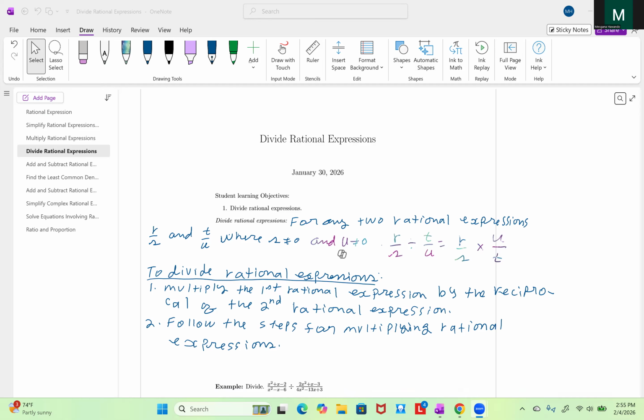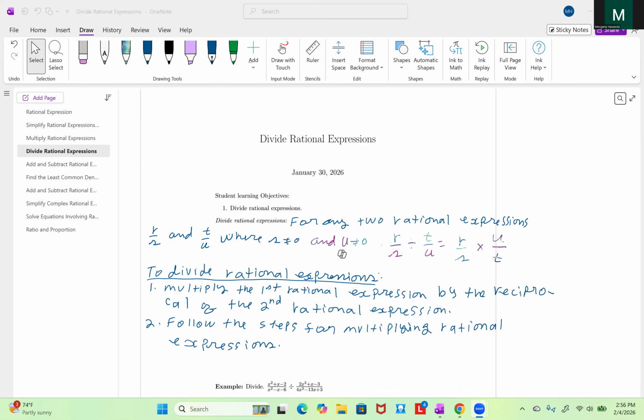Divide rational expressions. Student learning objectives. 1. Divide rational expressions. For any two rational expressions, r over s and t over u, where s does not equal 0 and u does not equal 0, r over s divided by t over u is equal to r over s times u over t.